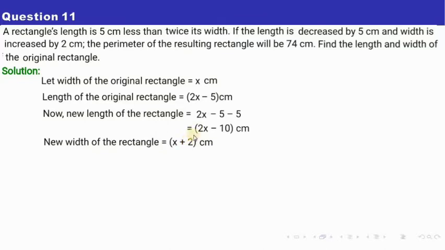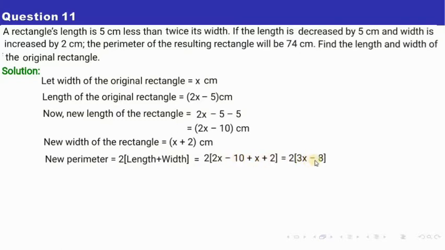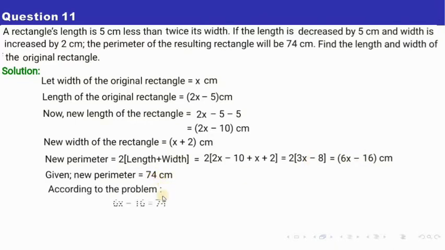Now let us find the perimeter of the new rectangle. The formula is the same, so let us put in the values. Length is 2x minus 10 and width is x plus 2. Now simplify this. 2x plus x is 3x, and minus 10 plus 2 is minus 8. Open up the bracket, so it will be 6x minus 16 centimeter. This is the new perimeter. But the perimeter of the new rectangle is given to be 74. So this and 74 are both the same, and from here we get 6x minus 16 equals 74.